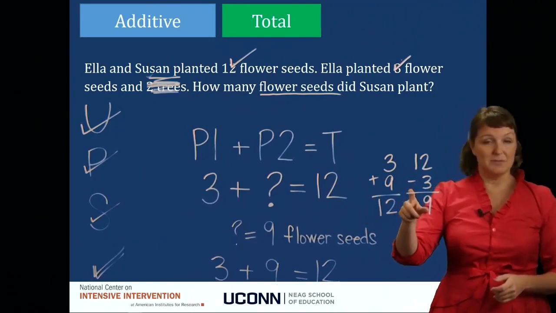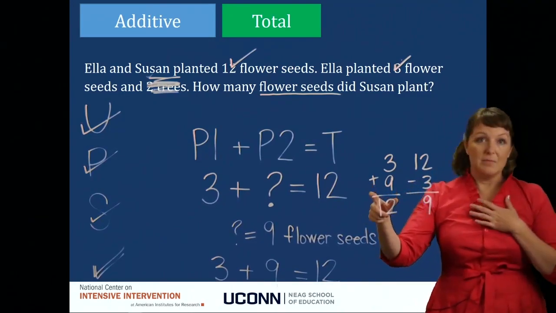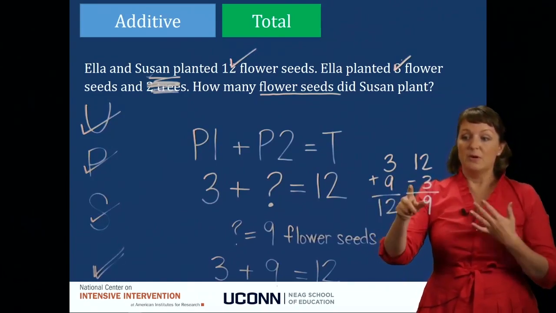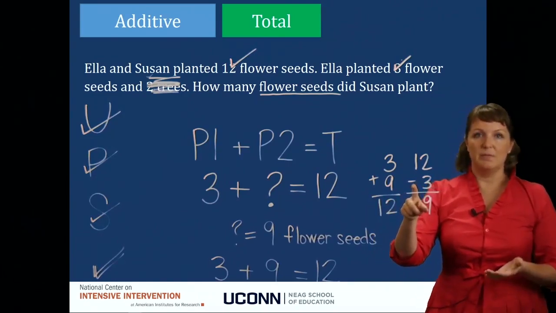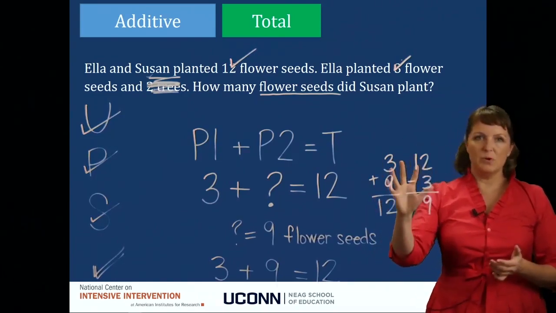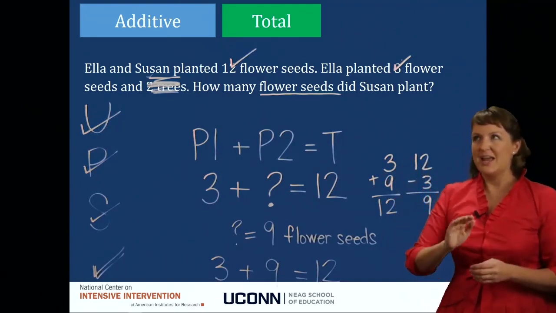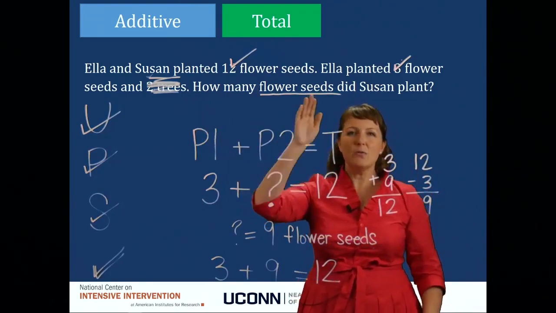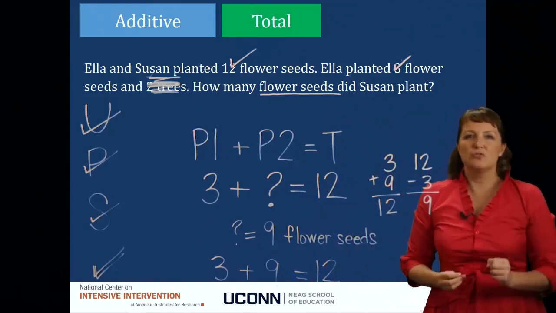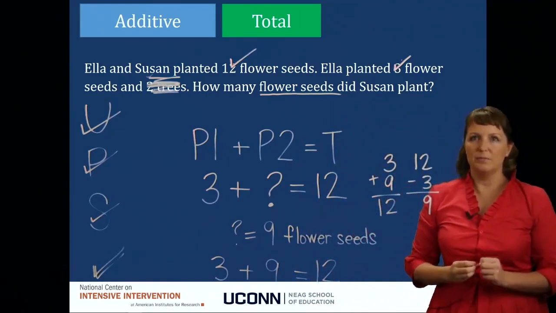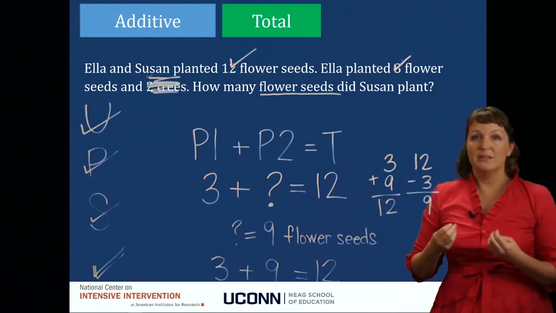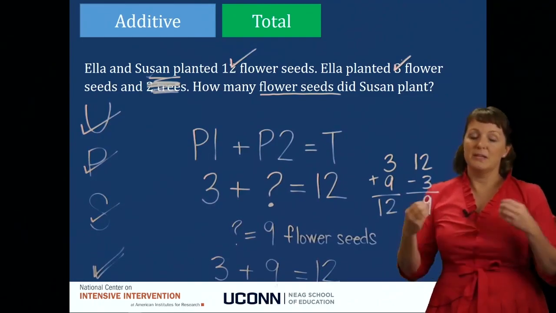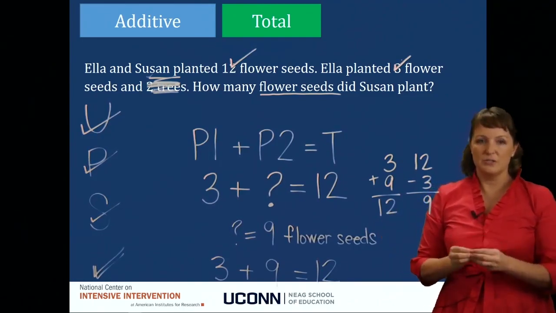Is it a subtraction problem? Not really. I might have added to solve this problem, whereas someone else may have subtracted to solve the problem. So you cannot define word problems by their operation. Instead, you have to look at the entire word problem and figure out the structure of the word problem. So this is a total problem. This is the structure. It's parts put together for a total.